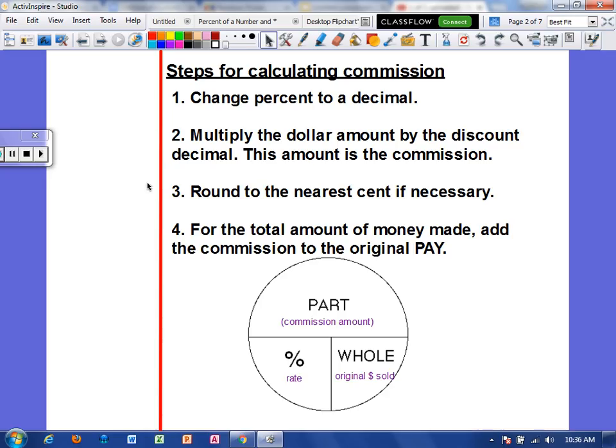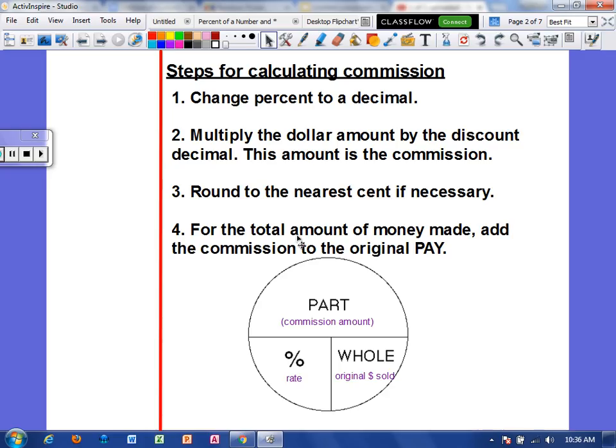So whenever we calculate commission, it is very similar to what we do for tax and tip. If your commission amount is missing, you just take the percentage rate and multiply it by the original amount sold. Remember, commission comes from how much was sold. If we have any percents, we want to change them to decimals, then do our multiplication to find the commission amount. Since this is money, we want to round to the hundredths place, which means rounding to the nearest cent.